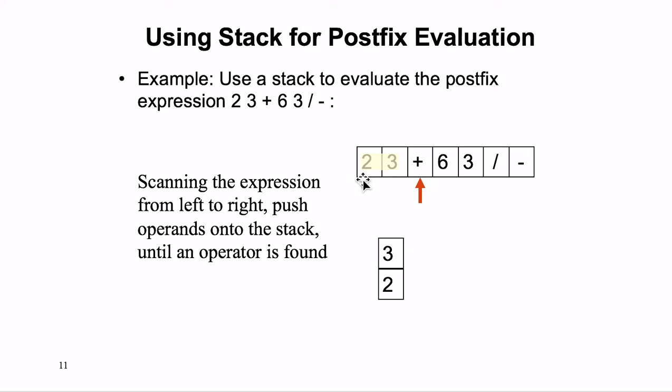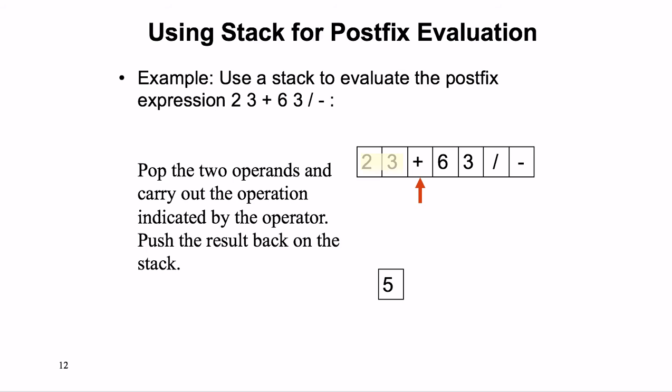So in our example, first of all we scan and we see 2. So 2 is pushed onto the stack, and then we see number 3 and push it onto the stack, on top of 2. Then we scan next and see the addition operator. At this time, we perform the operation. To perform the addition, we pop the 2 operands and carry out the operation indicated by the operator. So we pop 2 and pop 3 out of the stack and perform the addition. We get the result 5, which is pushed back onto the stack.